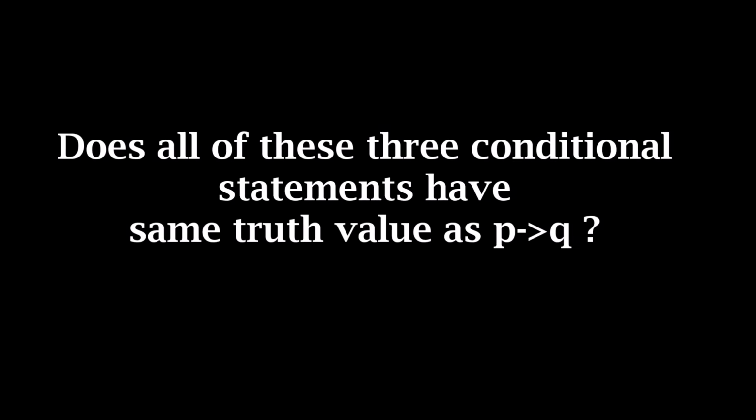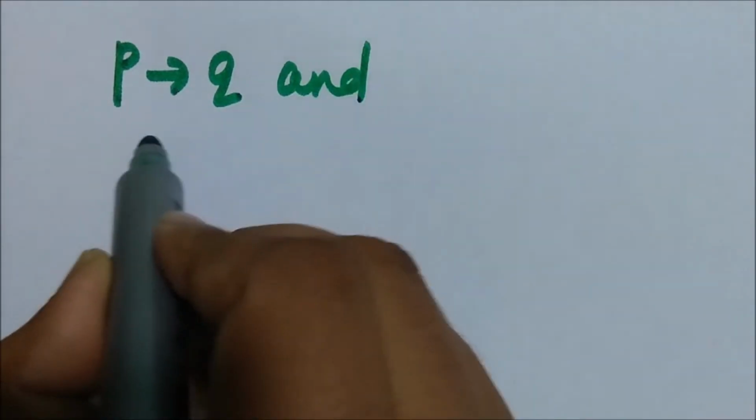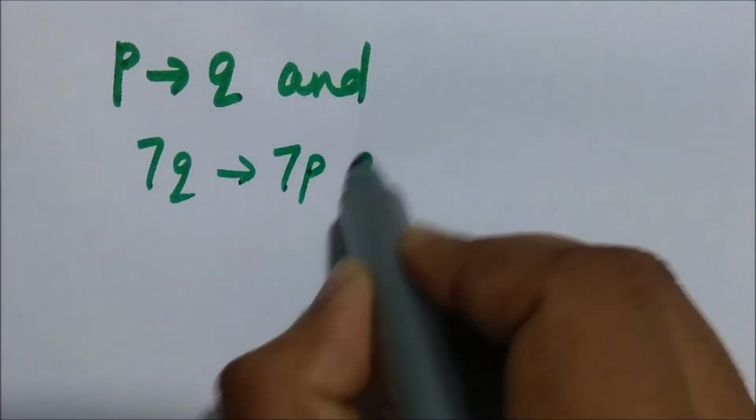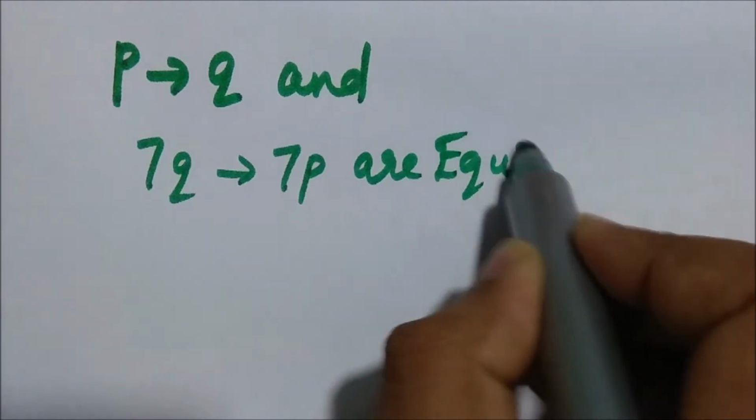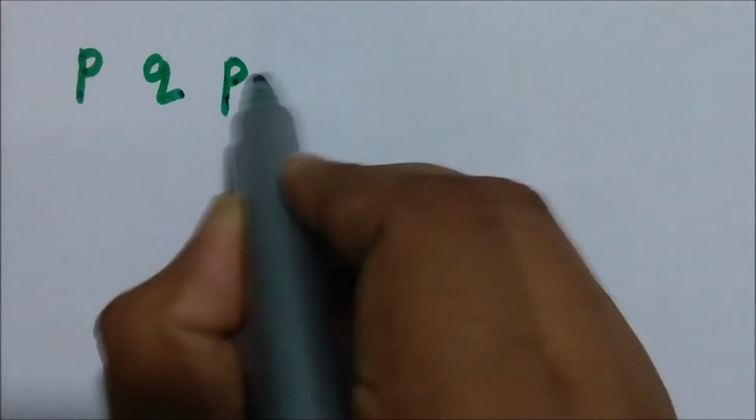Now the question is, do all of these three conditional statements always have the same truth value as P implies Q? Turns out that only the contrapositive always has the same truth value as P implies Q. So P implies Q and not Q implies not P are equivalent because they always have the same truth value.